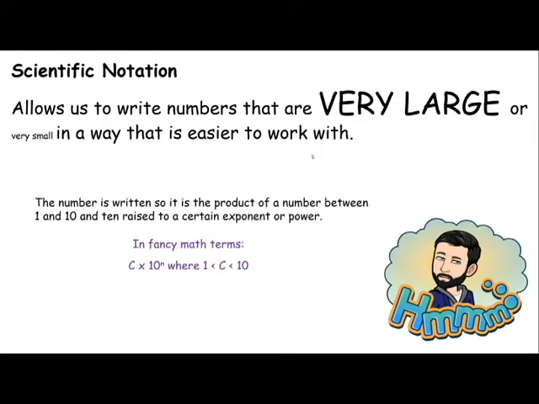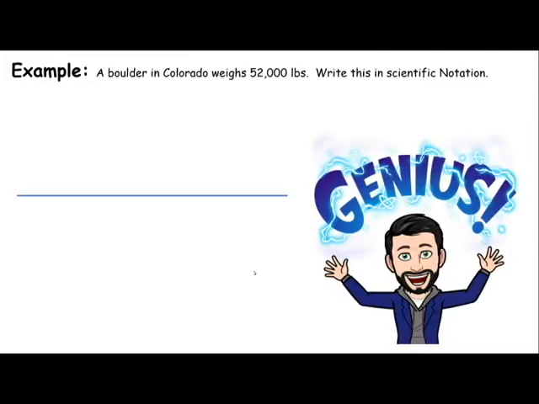Scientific notation allows us to write numbers that are very large or very small in a way that's easier to work with. This right here is the formal definition of scientific notation. The number is written so that it is the product of a number between 1 and 10 raised to a certain exponent or power. We're going to have a number times 10 to an exponent, and the number we use is always going to be between 1 and 10. Let's play with that for just a minute.